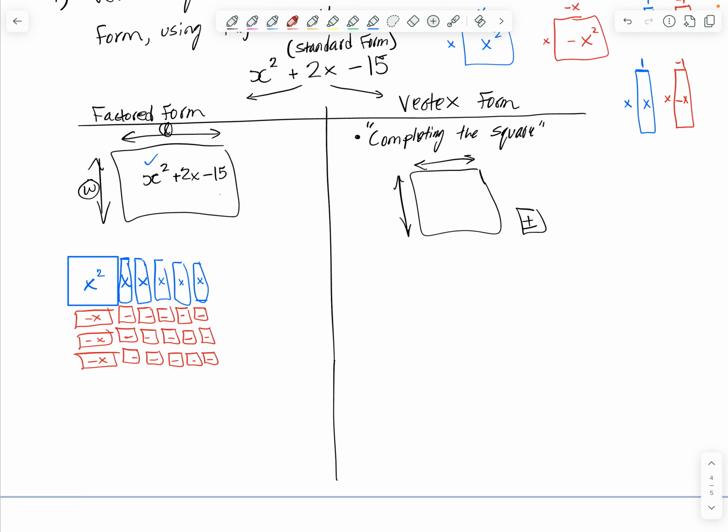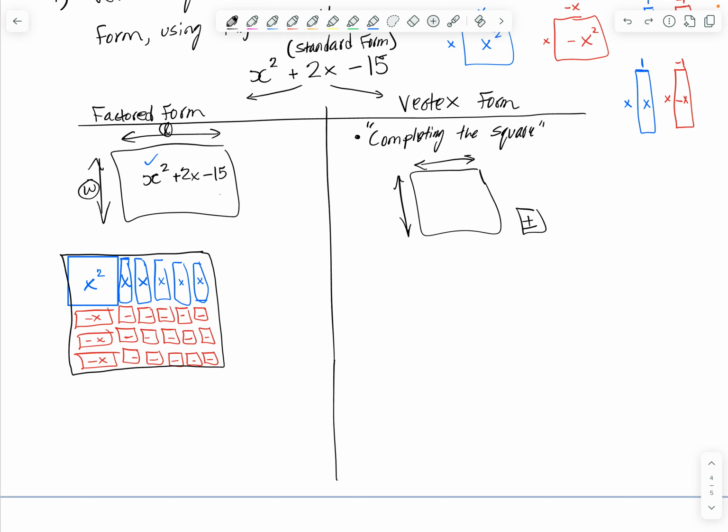I've factored this essentially. I've made it into a rectangle. That works because these 3 negative x's cancel with these positive x's, so I'm left with my original tiles, right? I can use zero pairs because one of these cancels with one of these, and so on. Okay, good.